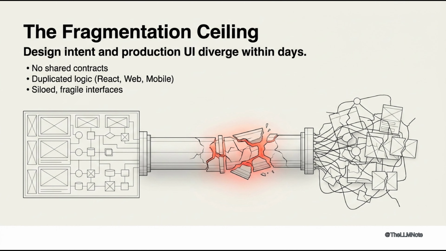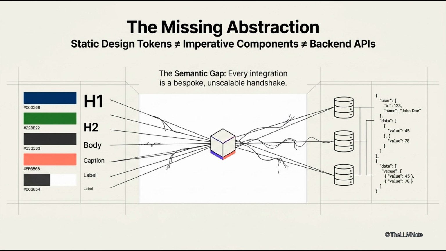Current tooling treats the front end as a set of pages, not as a composable system. The result is fragile, siloed interfaces that resist scale. So what's the real problem? Let's talk about the missing abstraction.